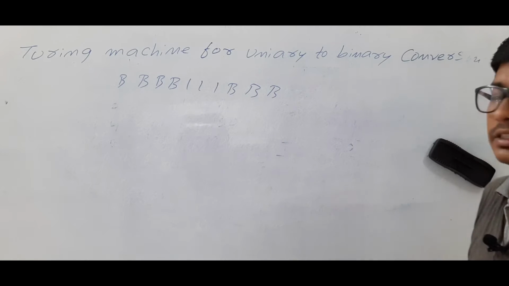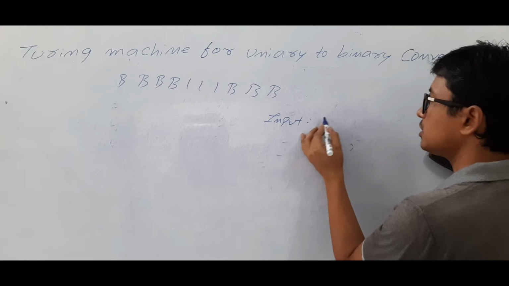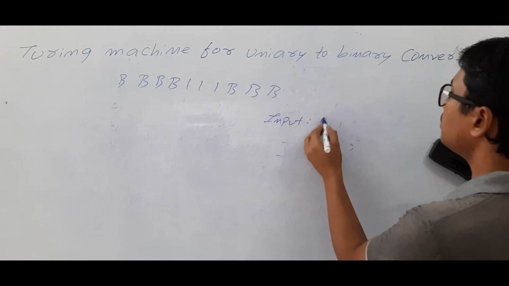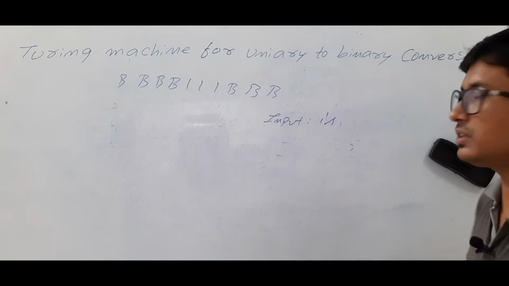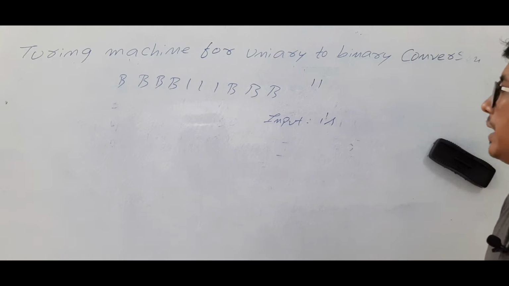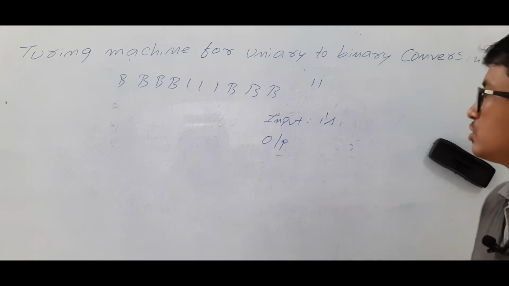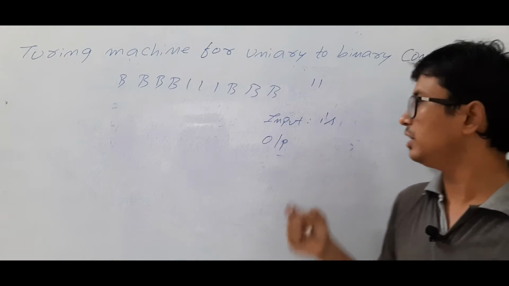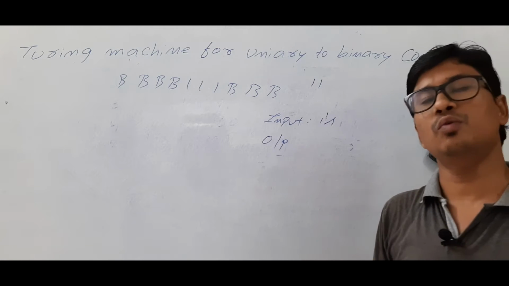Now watch it. Your inputs are in the form of ones because it is a unary number. Inputs will consist of ones. Now, the output for the unary number 3, if I convert it into binary, I will get 1, 1. So your output is also in the form of ones and zeros. So you could not distinguish what is the input and what is the output, even if you represent the input as ones and the output also consists of ones and zeros.